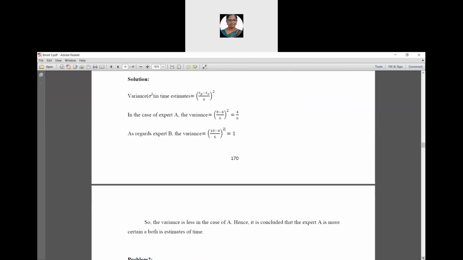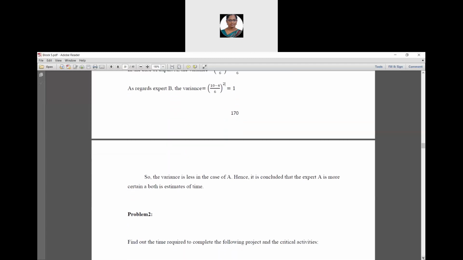So the variance is less in case of A. In case of expert A, the variance value is very less compared to expert B. Hence, it is concluded that expert A is more certain about his estimates of time.